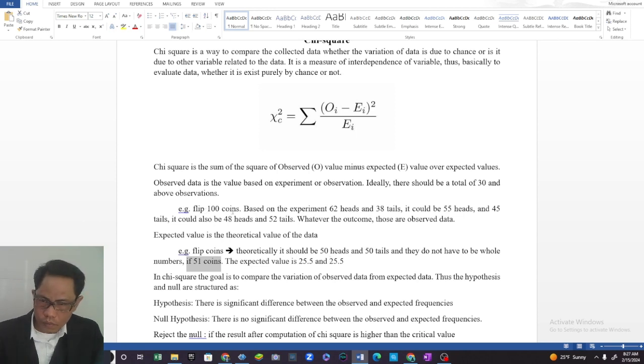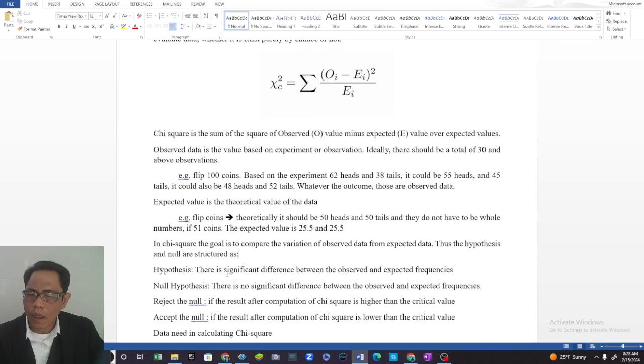So observed values are the outcome based on the experiment or the data. And your expected is a theoretical calculation of those outcomes. So in chi-square, the goal is to compare the variation of data from expected data. Thus, the hypotheses, alternative and null, are as follows. There is a significant difference between the observed and expected frequencies. And the null, there is no significant difference between the observed and expected frequencies.